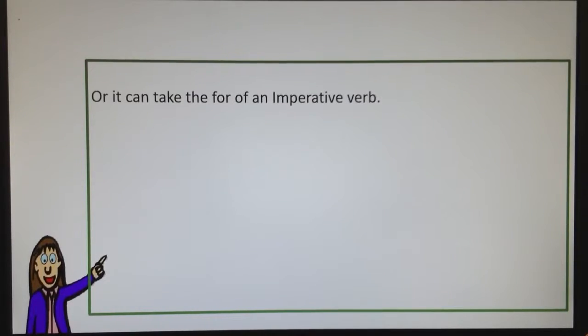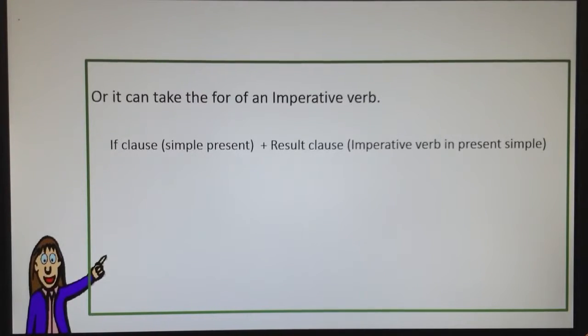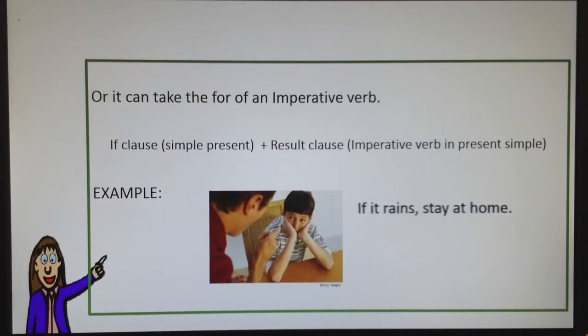It also can take the form of an imperative verb. If clause is expressed in simple present, then the result clause is expressed in an imperative verb in the simple present. For example, if it rains, stay at home.